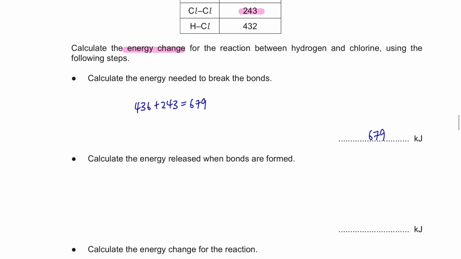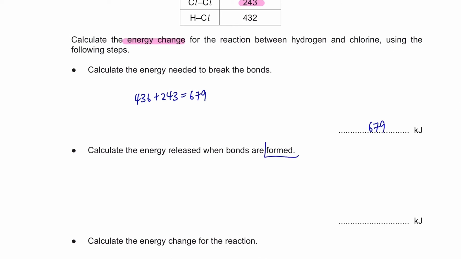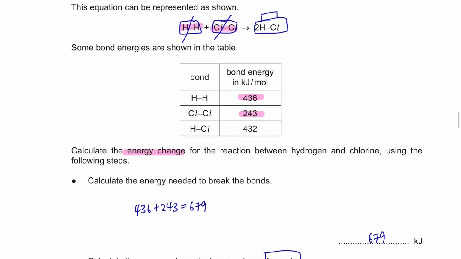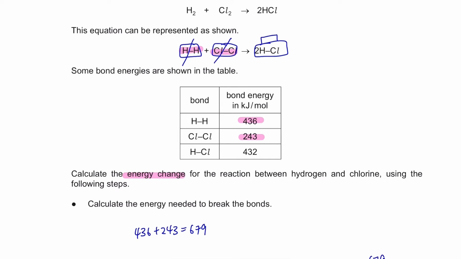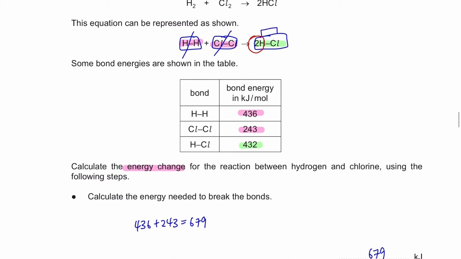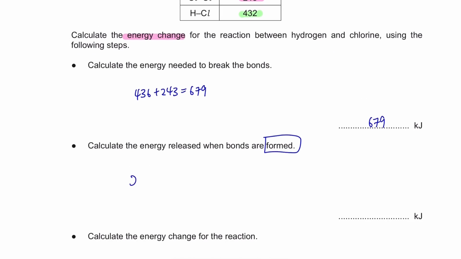Calculate the energy released when bonds are formed. There is only 1 bond formed here. You don't even have to be confused. HCl, literally 432, but you have number 2 in front here. Well, they won't give you a question that doesn't require you to do some calculations. Always be careful. It's going to be 2 times 432 equals 864.